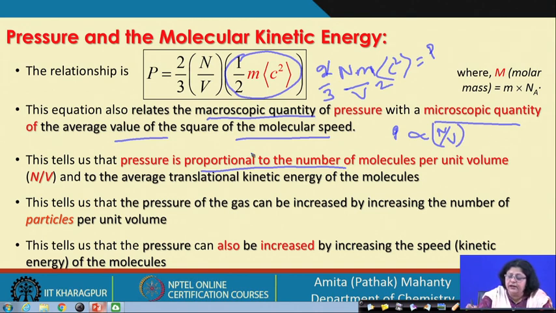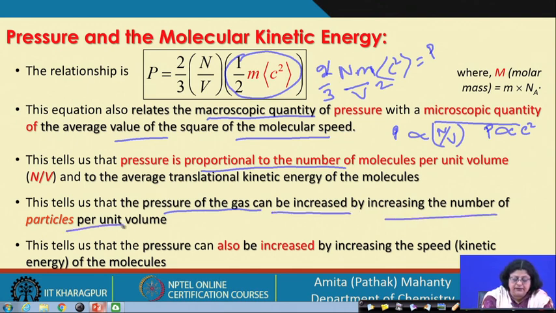We are also seeing that pressure is proportional to the root mean square speed. And this equation also tells us that the pressure of the gas can be increased by increasing the number of particles in the unit volume. That means, if I increase the number of particles in a unit volume, the pressure should increase. Similarly, it also tells that pressure can be increased by increasing the speed.